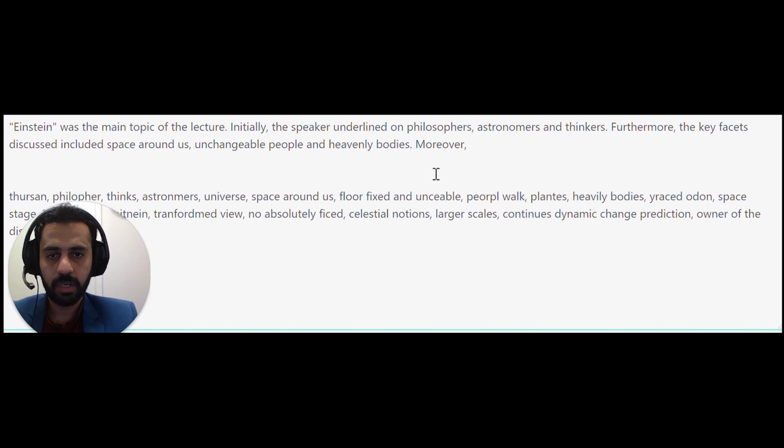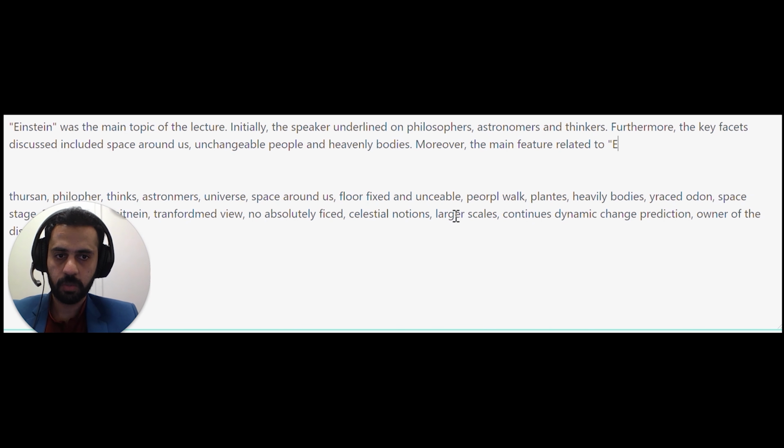Now again, in every single sentence, we'll be writing 3 keywords. Okay. So in this one also, we'll be writing the 3 keywords. Okay. Moreover, the main features related to topic. Okay, again we're going to put the same topic which we put in the very first sentence. In this case, it's going to be Einstein. So E should be capital.